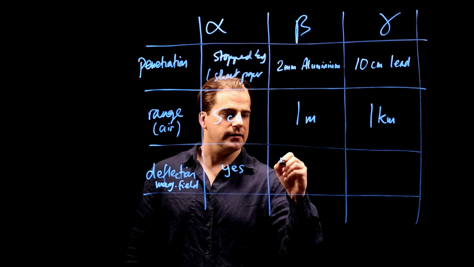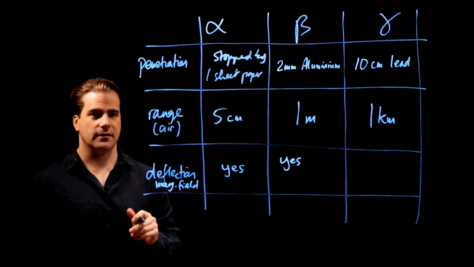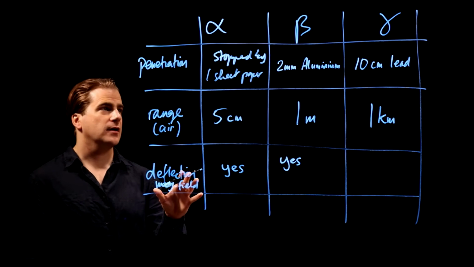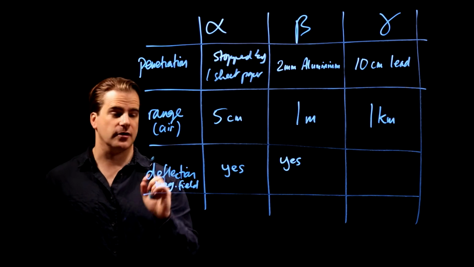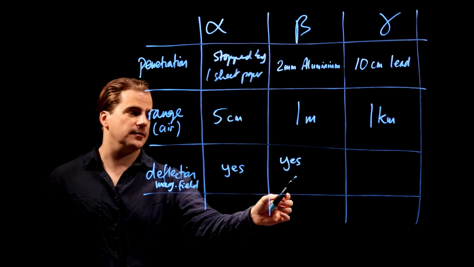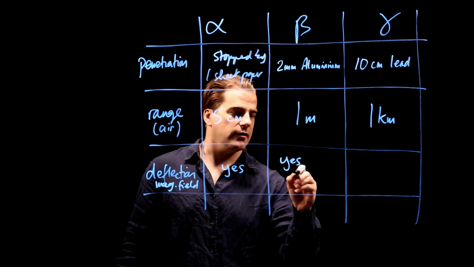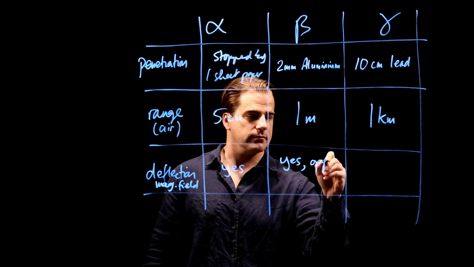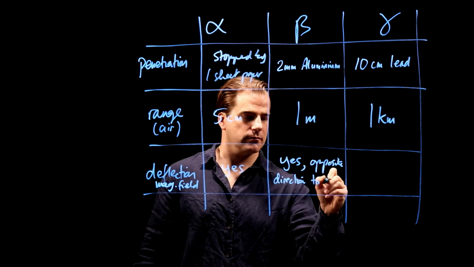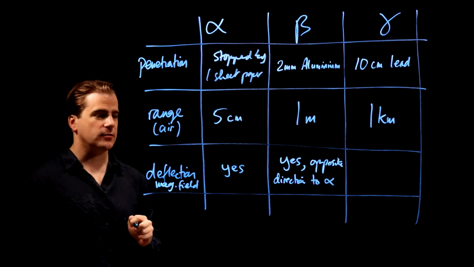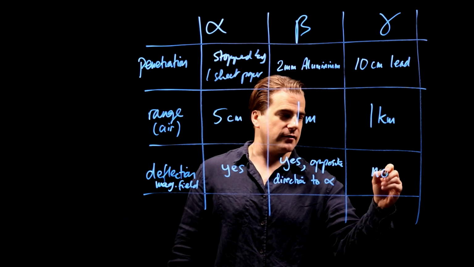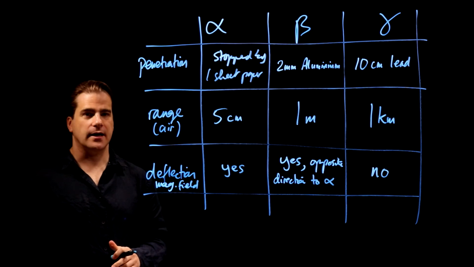Beta particles, yes, they are deflected in a magnetic field because beta particles are just very high speed electrons, and electrons have a -1 charge, so they will also be deflected in the magnetic field. But because the alpha particles have a positive charge and the beta particles have a negative charge, they're deflected in opposite directions. Okay, so get that in as well. Gamma particles don't have a charge, they're not deflected in a magnetic field. Okay, there you go.